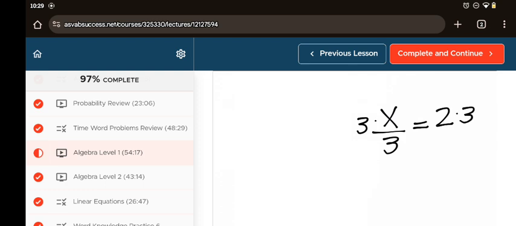I do the same thing to the other side, because whatever I do to one side of the equal sign, I must also do to the other. So when I multiply, I cancel that out, and I'm left with the x here by itself. And 2 times 3 is 6.